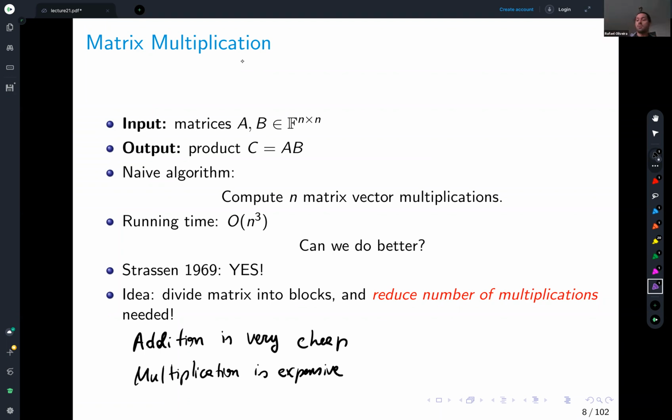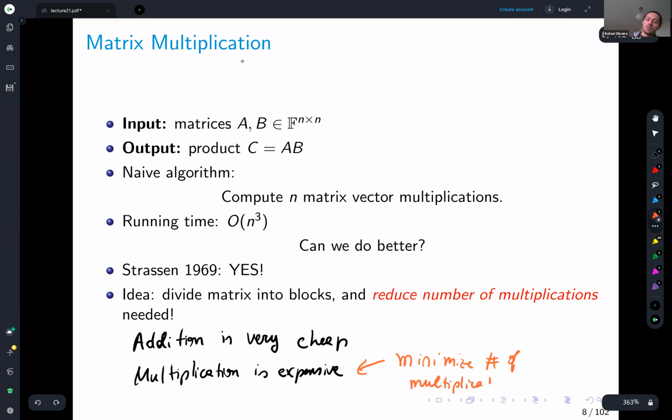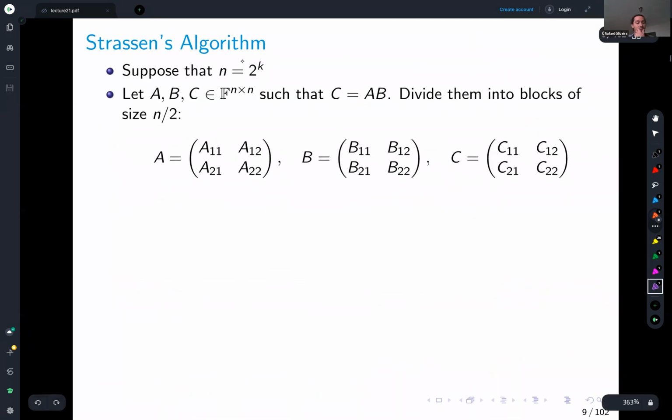So what we want to try to minimize is the number of multiplications. So how do we reduce the number of multiplications? Here's the idea for Strassen's algorithm. Suppose that n is a power of 2, just for simplicity. We can always do that by increasing the matrix size by at most a factor of 2. So let's say we have these square matrices A, B, and C, such that C is equal to A times B.